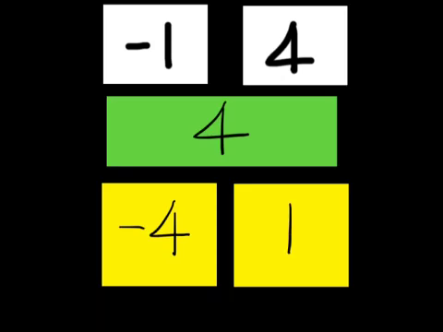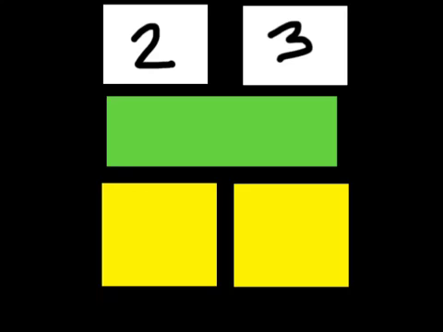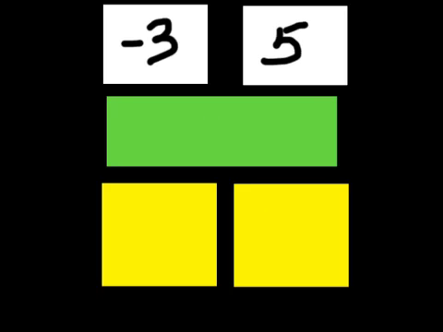1. 2 and 3. What's the lowest number that 2 and 3 will go into? What do I multiply 2 by? 3. And 3? 2. Negative 3 and 5. Don't worry about the negative sign, just think 3 and 5. What's the lowest number that 3 and 5 will divide into evenly? 15. What do I multiply negative 3 by to get a positive 15? Negative 5, and what about the 5?